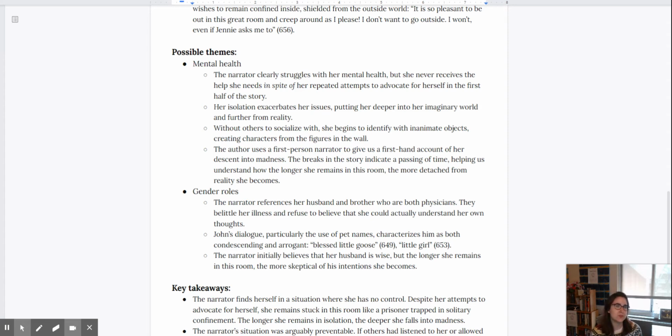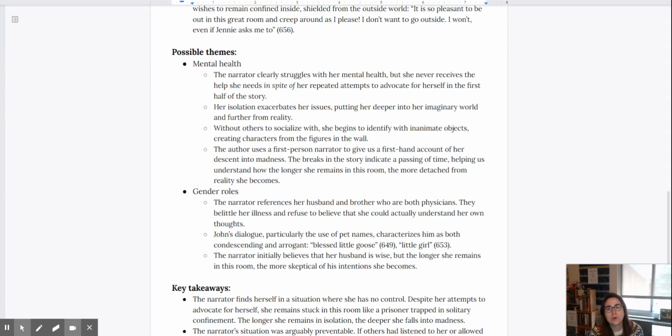Without having people to socialize with, she has to create a world that she can interact with. And so she begins to identify with the inanimate objects in the room and the characters that she creates in the wall. All of that is an indication of a delusional mindset. And so the use of a first-person narrator gives us that firsthand account of this descent into madness. The passing of time throughout the story, indicated by those little breaks, those like 5 dots or whatever that are in between sections, help us understand that as more time passes, she gets more and more detached from reality.